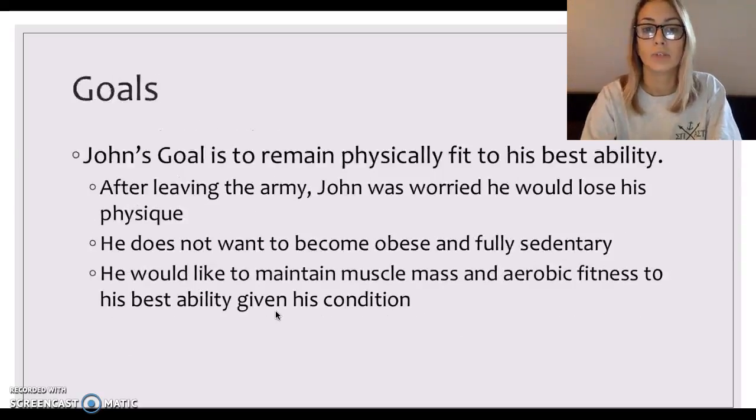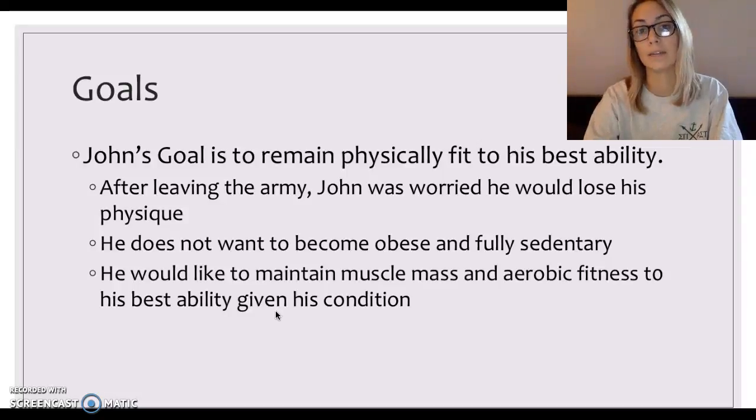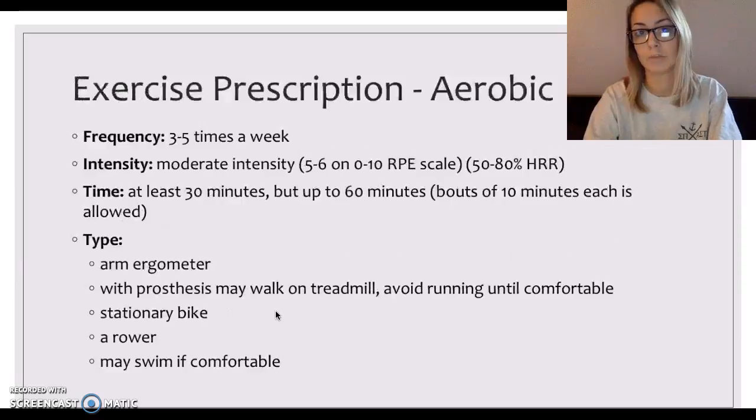John's goal is to remain physically fit to his best ability. After leaving the Army, John was worried that he would lose his physique. He does not want to become obese and sedentary, so he would like to maintain his muscle mass and aerobic fitness to his best ability given his condition of a lower limb amputation.